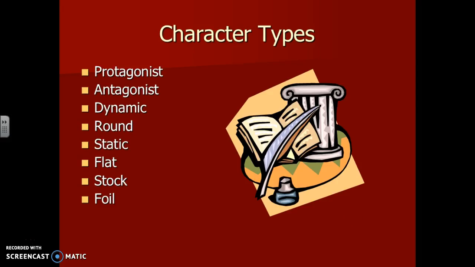Okay, so looking at character types and this idea of characterization. Now, this is a little mixed within the plot area and the characterization area if you're looking at your elements of a story. There are 8 specific ones that we're going to look at, and they kind of go in pairs with this idea of what's important and together. So we have protagonist and we have antagonist.